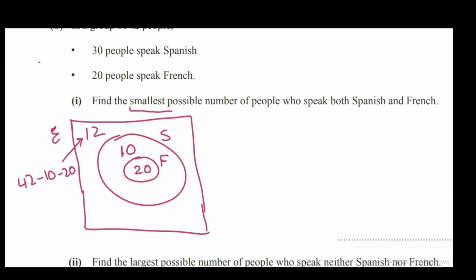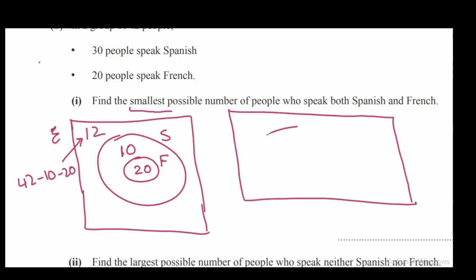Now draw the second diagram, because you have to draw 2 diagrams. Then you can find the correct answer: Spanish and French. In this diagram, this is the common region. Common region is not given here. So let's suppose this is X. X people speak Spanish and French both. And this we don't know, question mark here.